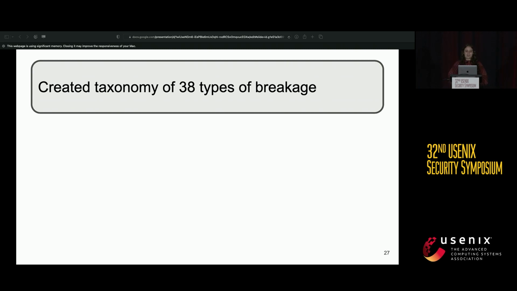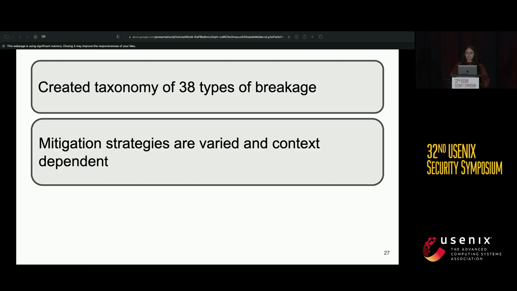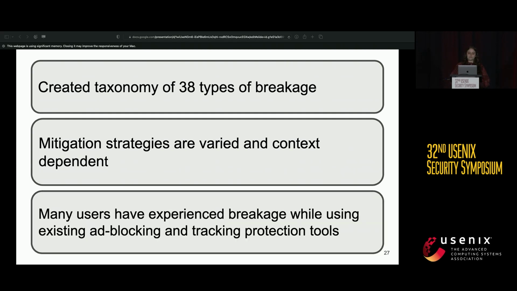Now for just a quick recap. In the study, we created a taxonomy of the 38 ways that users discuss experiencing breakage, and we find that users take a wide range of actions when faced with this breakage, and it seems to be dependent on the context, be that the type of breakage or the type of website it occurs on. And finally, we find that many users remember having experienced breakage while using existing ad blocking and tracking protection tools.